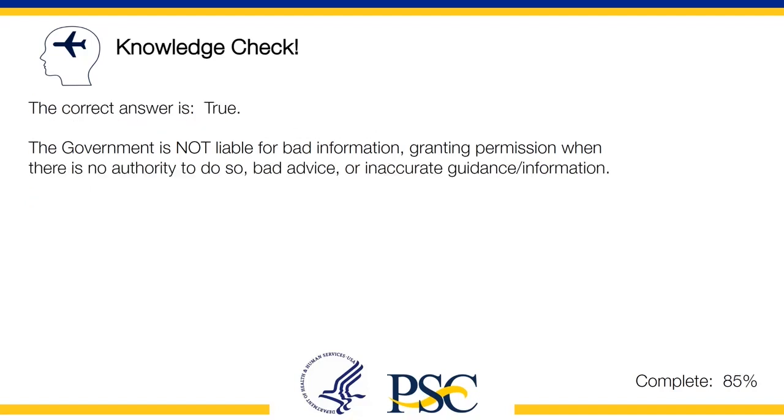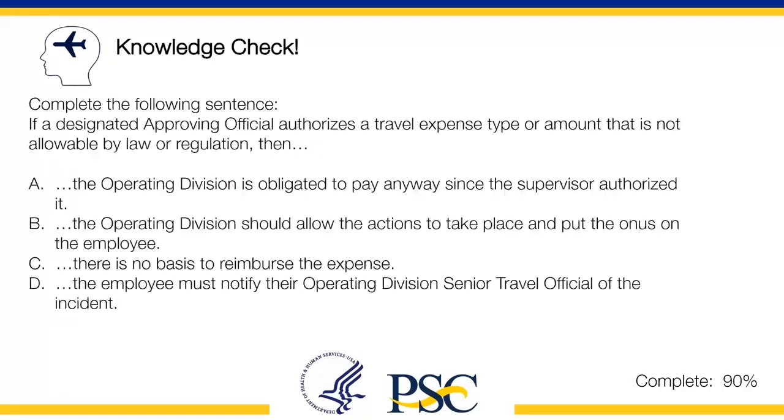The government is not liable for bad information, granting permission when there is no authority to do so, bad advice, or inaccurate guidance/information. Complete the following sentence. If a designated approving official authorizes a travel expense type or amount that is not allowable by law or regulation, then A. The operating division is obligated to pay anyway since the supervisor authorized it. B. The operating division should allow the actions to take place and put the onus on the employee. C. There is no basis to reimburse the expense. D. The employee must notify their operating division senior travel official of the incident. Pause the video, consider your response, and then resume to learn the answer.